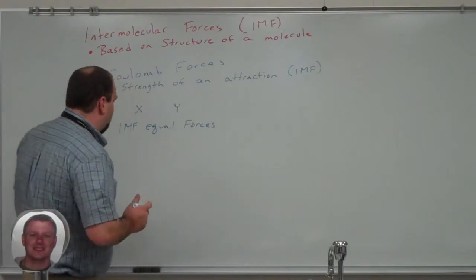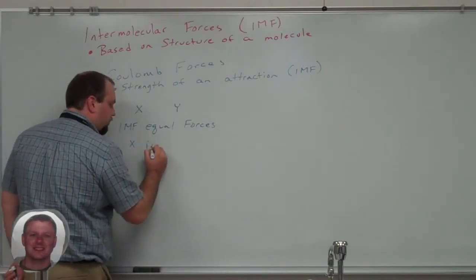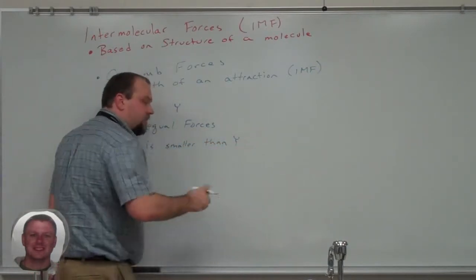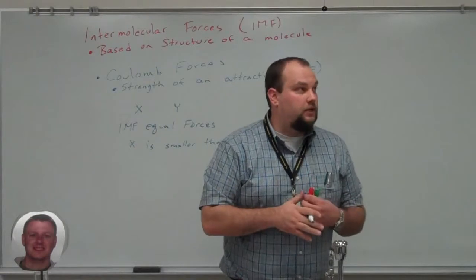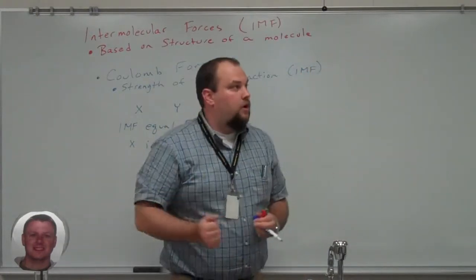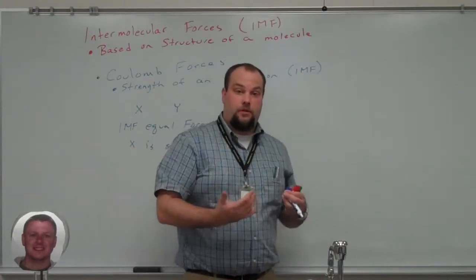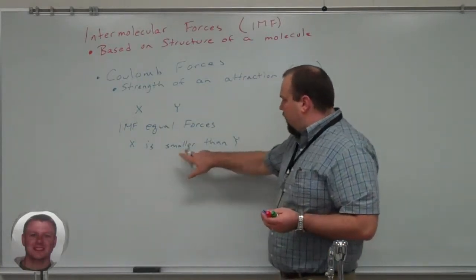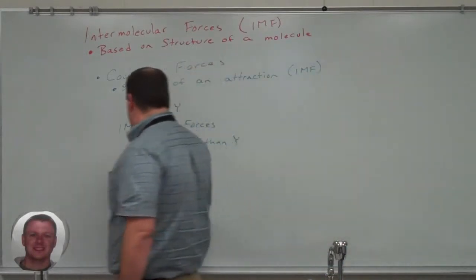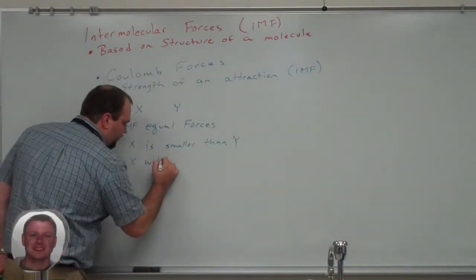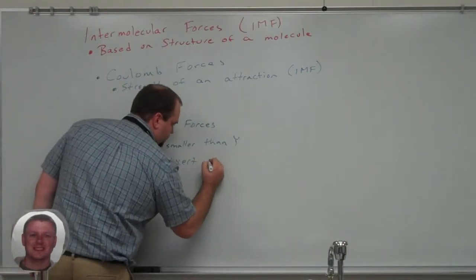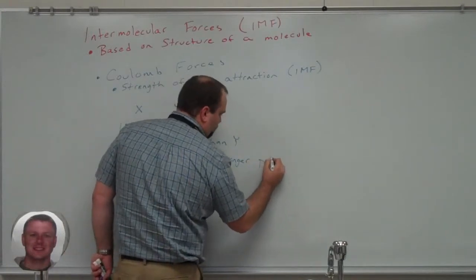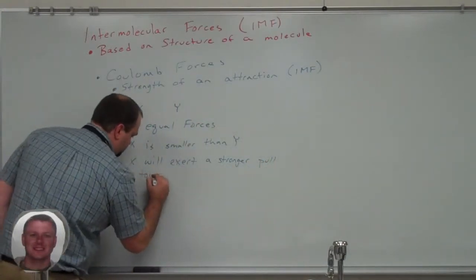Now let's say, however, that X is smaller than Y. The atom itself is physically smaller. So it could be something like neon and helium, or sodium and potassium. They are physically smaller atoms. If X is smaller than Y, X will exert a stronger pull towards other atoms.